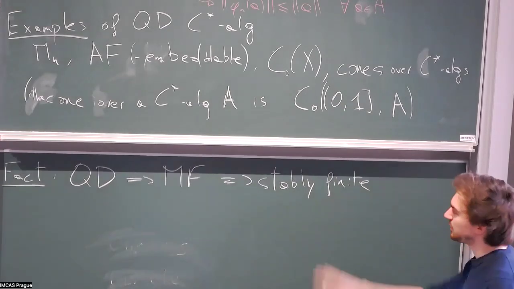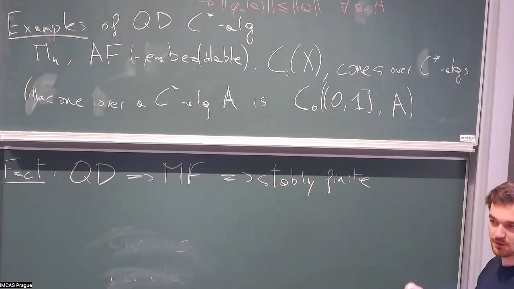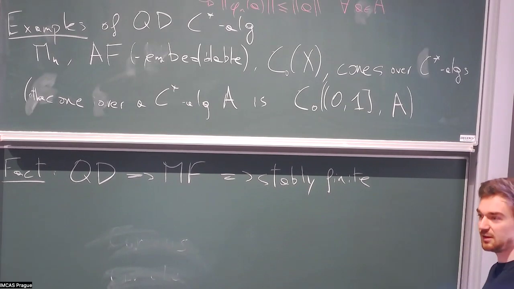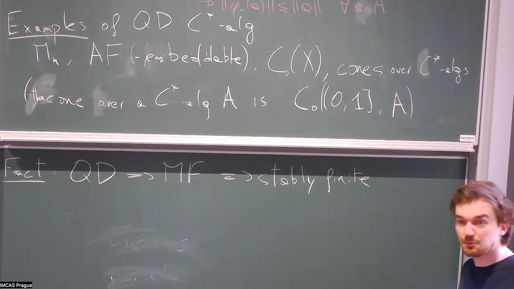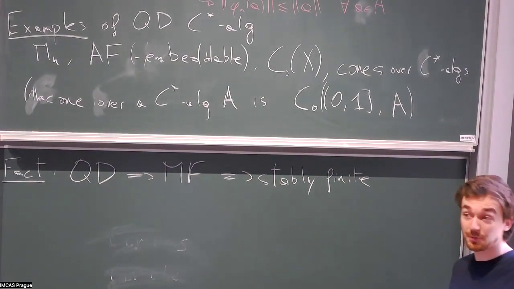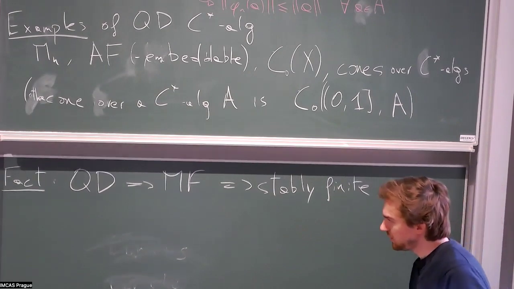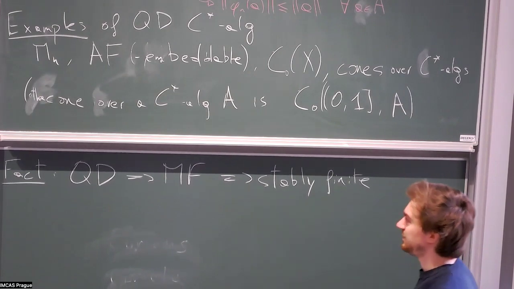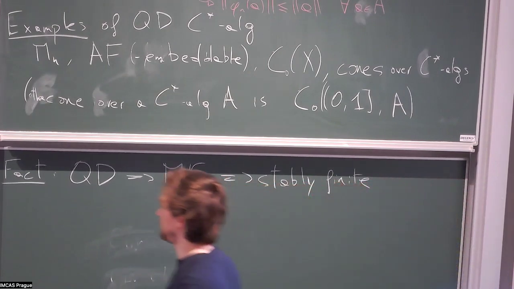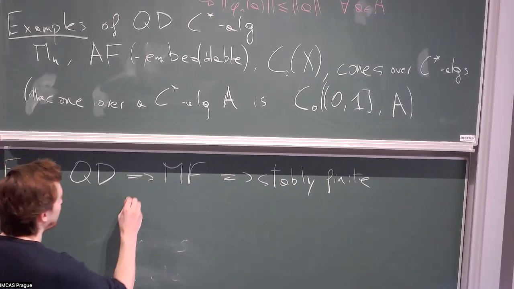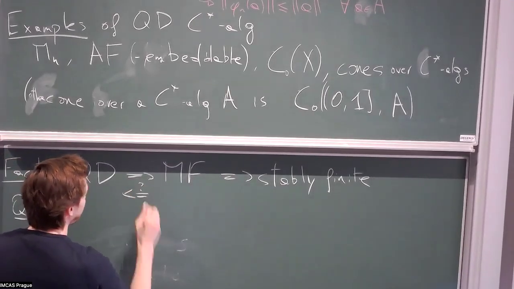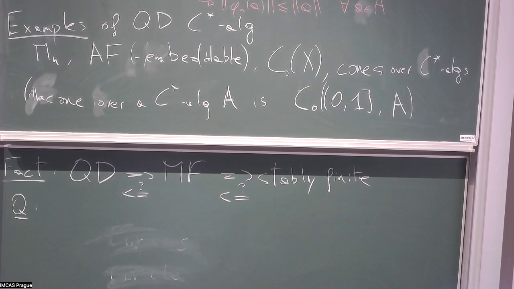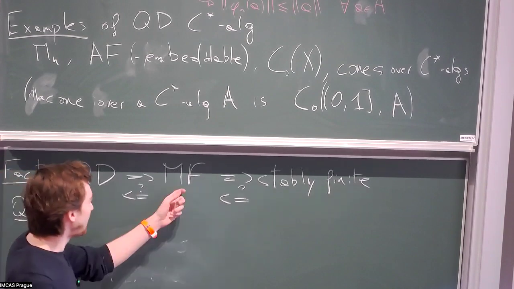I won't go into detail into what stably finite exactly means. The point is this is a condition on the projections of your C-star algebra. It's saying that they're finite in essentially the sense of von Neumann, how he defined it in von Neumann algebras. And so a natural question following these implications is whether the converse of these implications holds. So whether every stably finite C-star algebra is actually MF or quasi-diagonal.